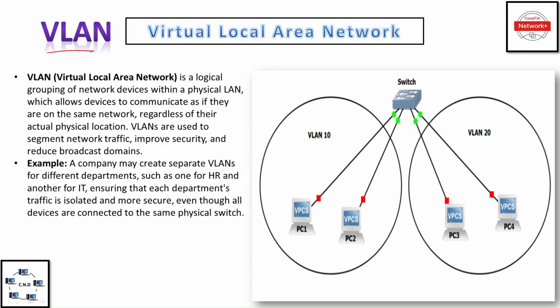Virtual LAN, that is virtual local area network, virtual LAN or VLAN. So VLAN or virtual local area network is a logical grouping of network devices within a physical LAN, which allows devices to communicate as if they are on the same network regardless of their actual physical location.